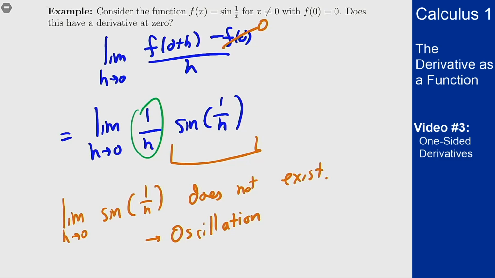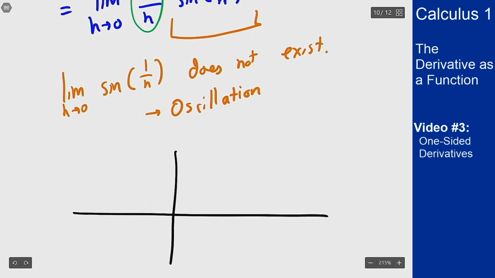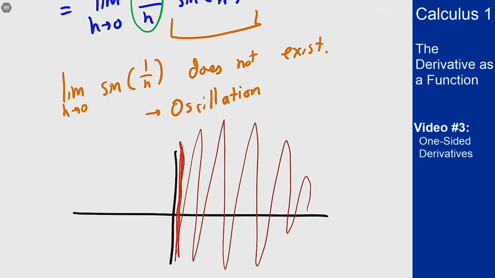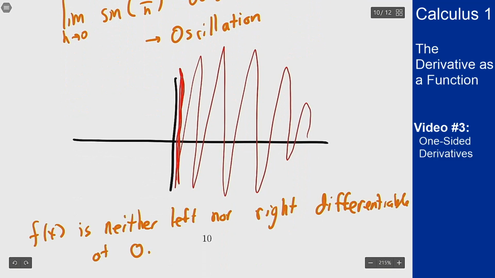So this limit here is going to look something like this. My function is going to start coming in, and the oscillations get bigger and bigger. I'm going to run off the page, but they're getting bigger and bigger, and they're getting closer and closer together as I approach 0. So this limit here is not going to exist, and the one-sided limits also don't exist because they didn't exist for the first case either. This function is neither left nor right differentiable at 0, and so therefore it's not differentiable either.